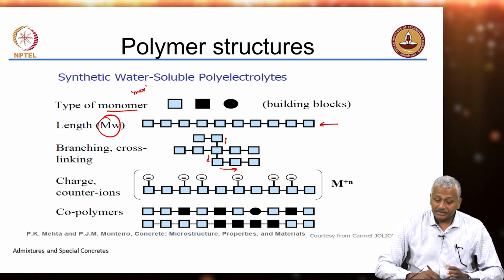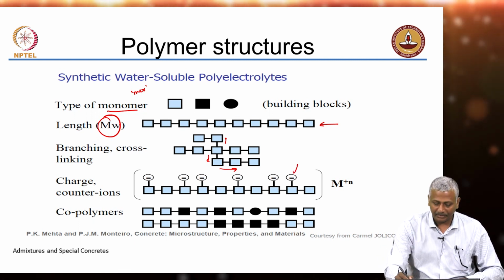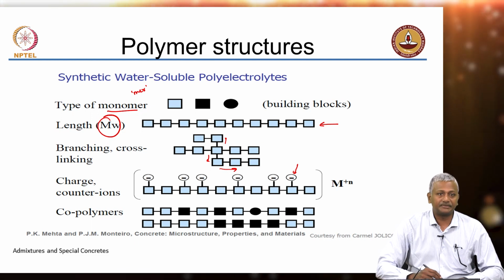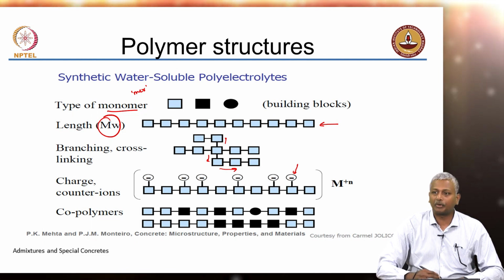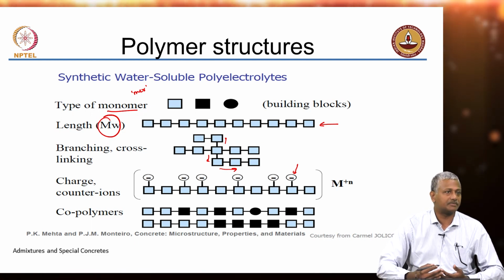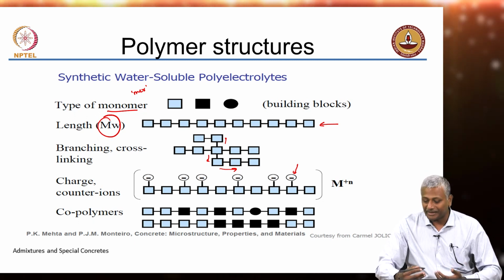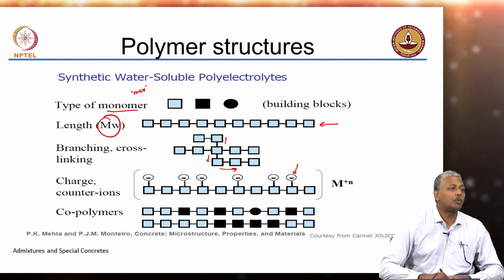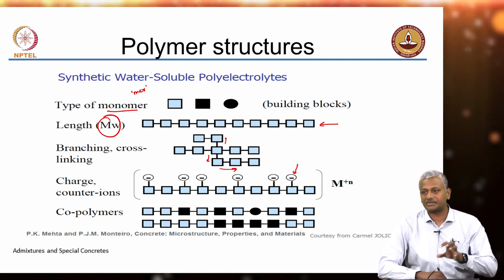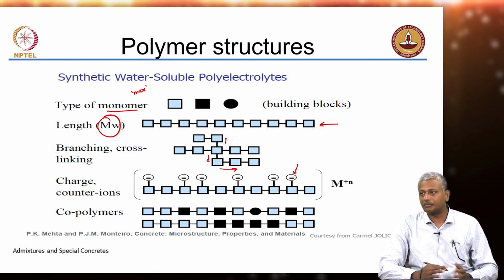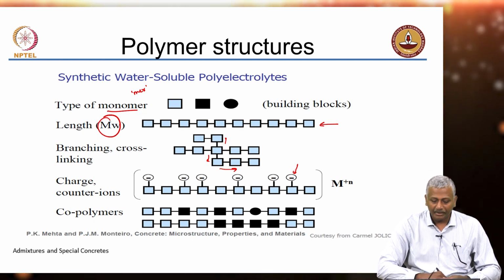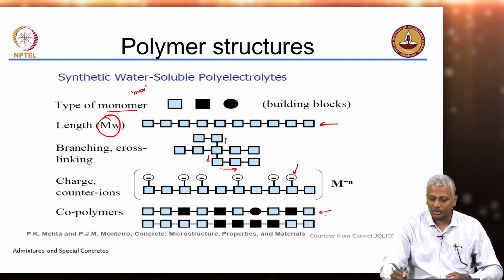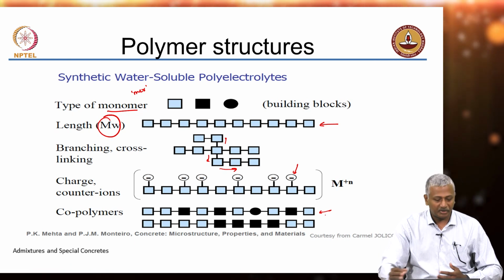Some polymers may carry a charge. There may be some counter ions present. Either a positively charged or negatively charged system may be present in the polymers. Again, this influences the way that these charged particles or charged polymeric chains interact with the cement to lead to certain properties in the cementitious system. As I said, you have copolymers in which you have more than one type of unit to make the polymer.